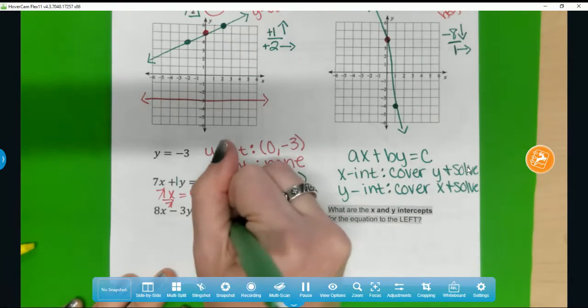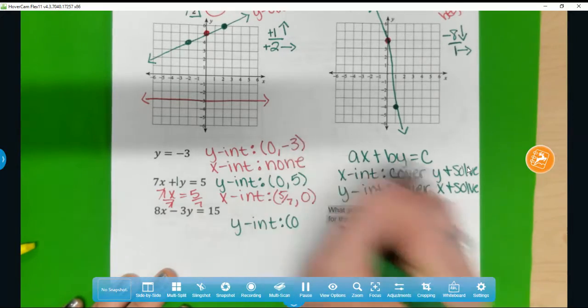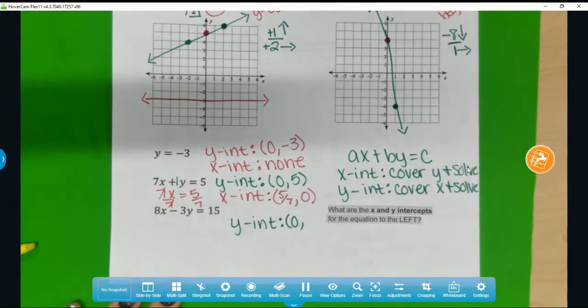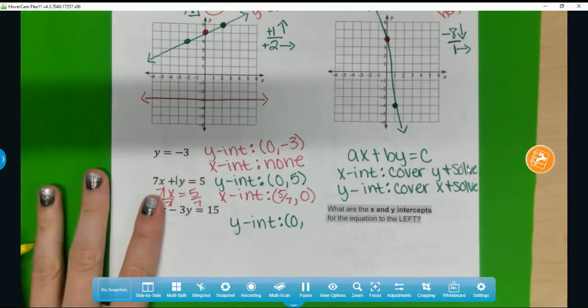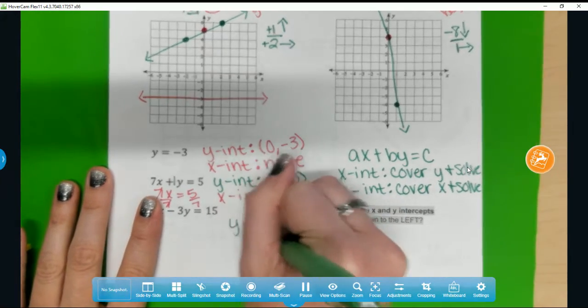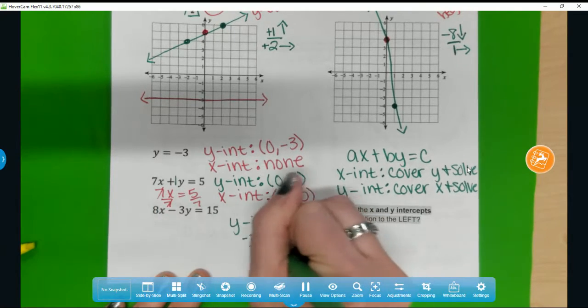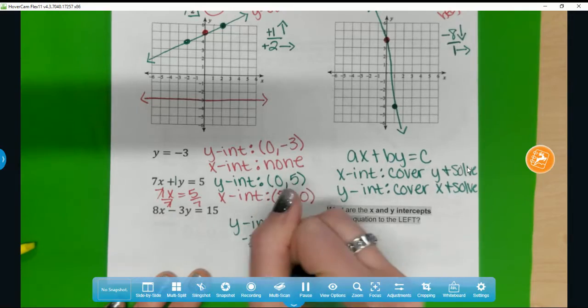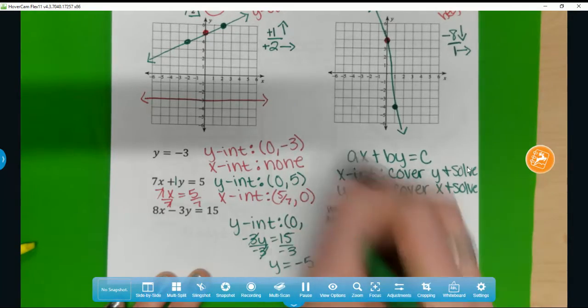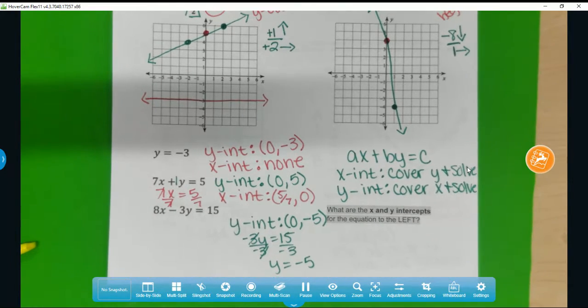Okay, let's try this on this one. So my y-intercept, I can already put a 0 at the x because I know that's what it's going to be. So I'm going to cover up the x. I end up with negative 3y equals 15. So I'm going to go ahead and divide by negative 3. So y equals negative 5. So my y-intercept is 0, negative 5.